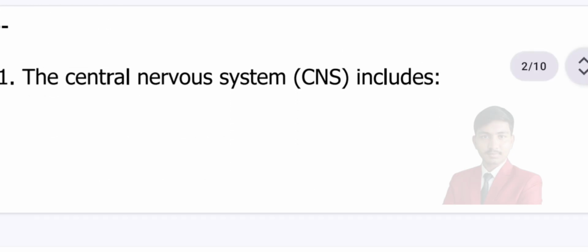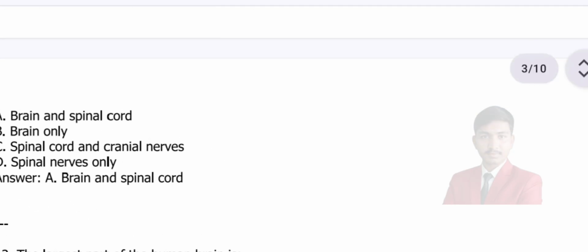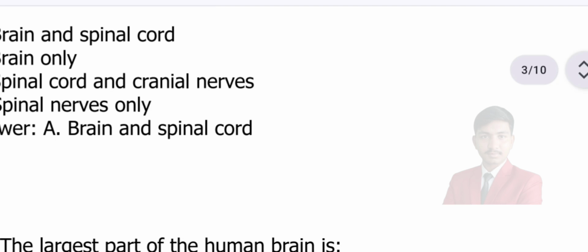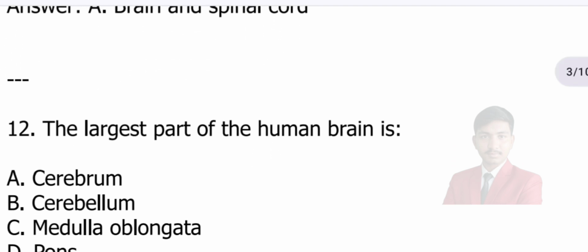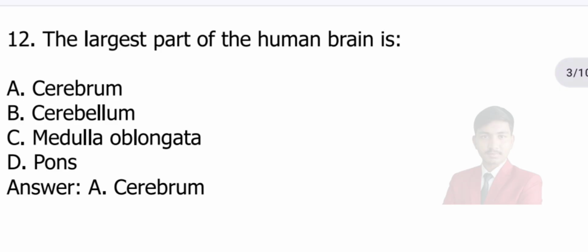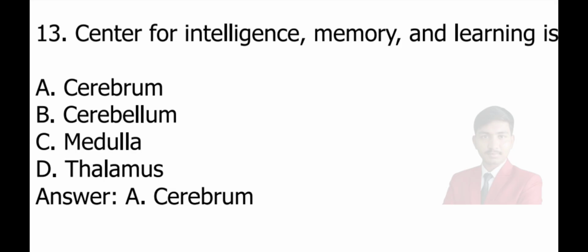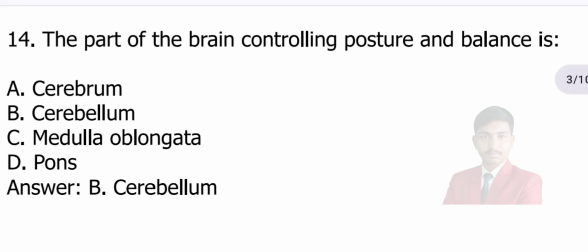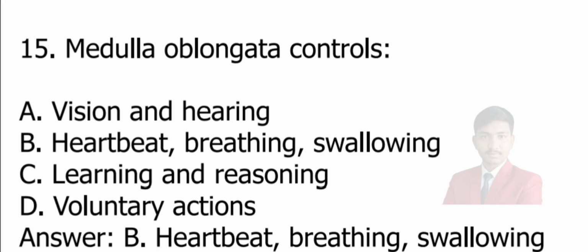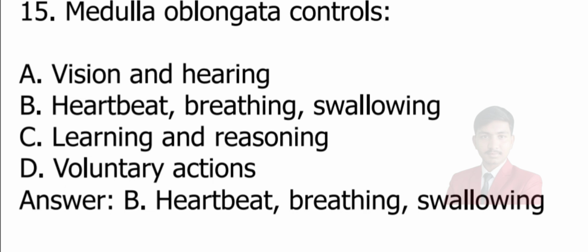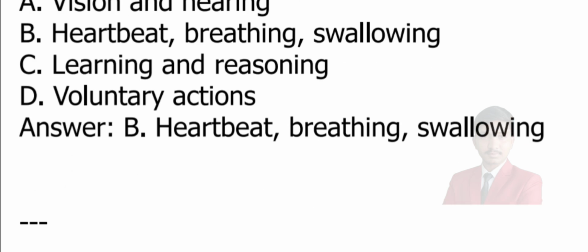The central nervous system includes brain and spinal cord. The largest part of human brain is cerebrum. Center of intelligence, memory and learning is in cerebrum. The part of brain controlling posture and balance is cerebellum. Medulla oblongata controls heartbeat, breathing and swallowing.